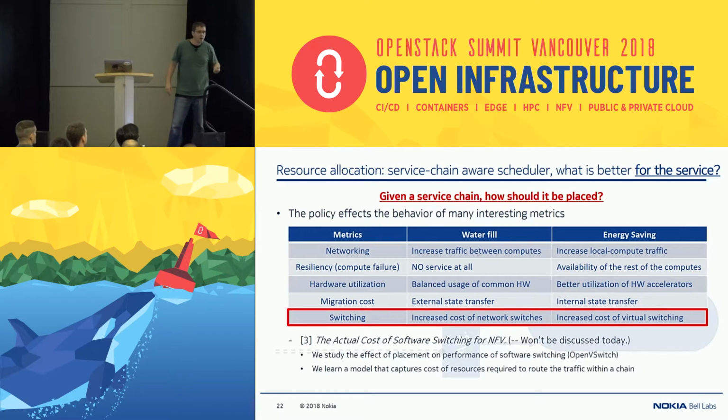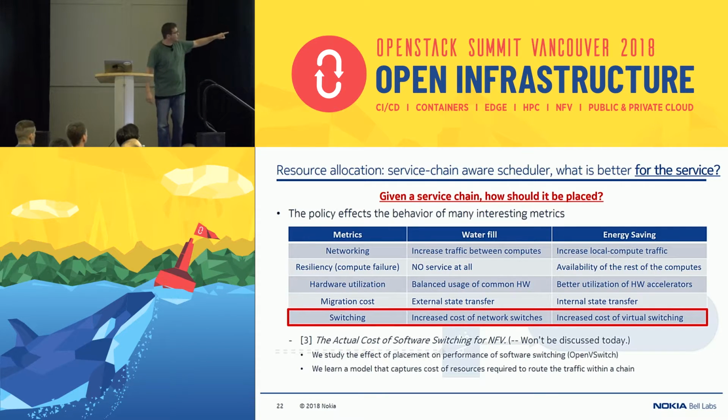For instance, if you look at the hardware utilization, water fill is a good approach for balancing all the hardware. While if, for instance, you have certain accelerators that are installed on a certain compute, maybe energy saving will be a better approach as far as the service chain goes. For networking, water fill increases the traffic between the computes, while energy saving increases the traffic within the compute.